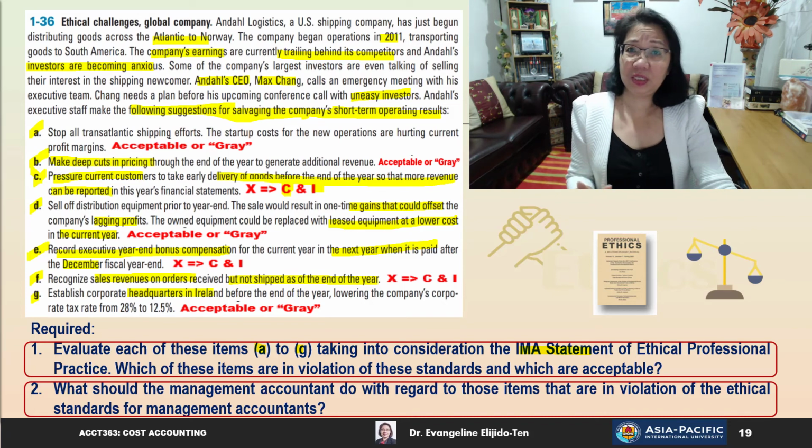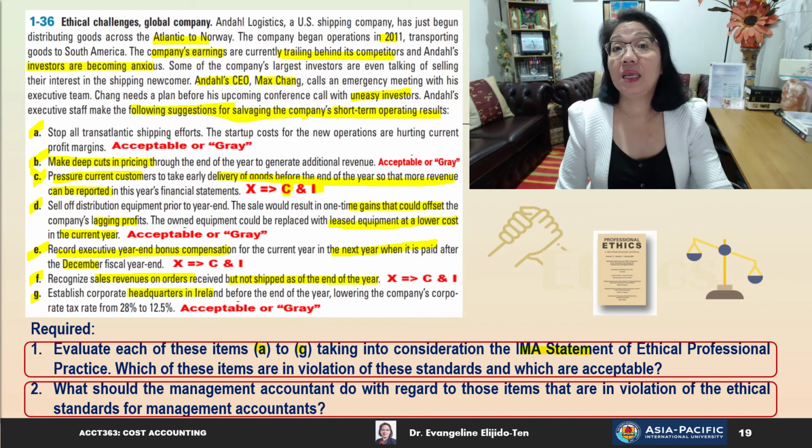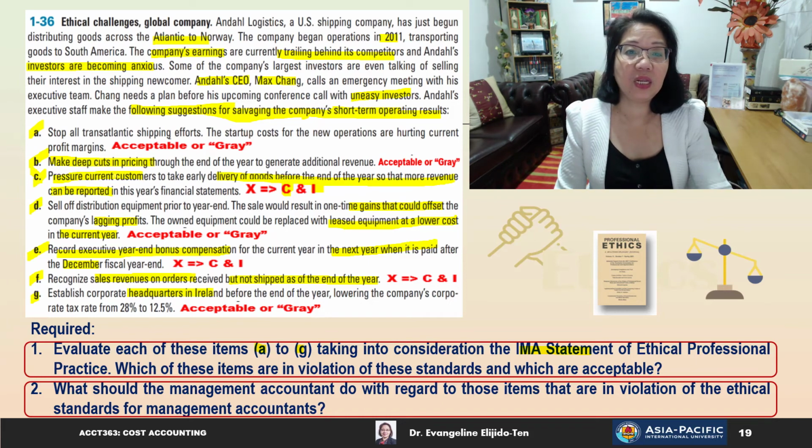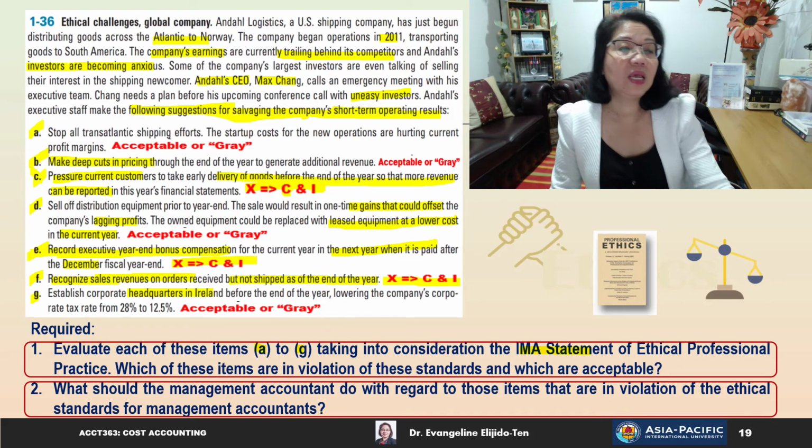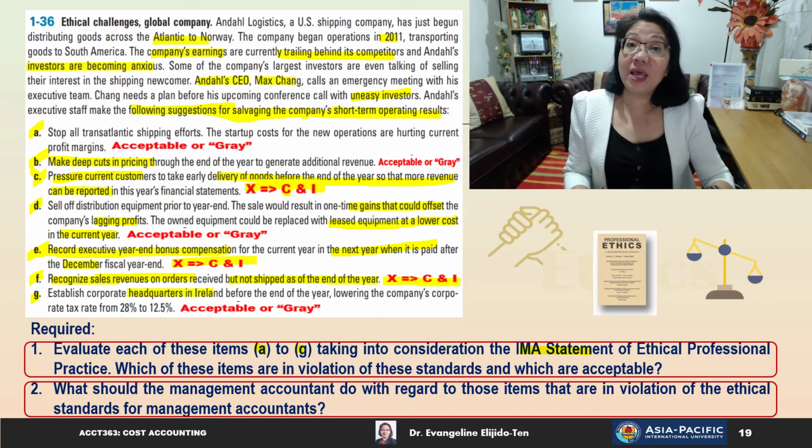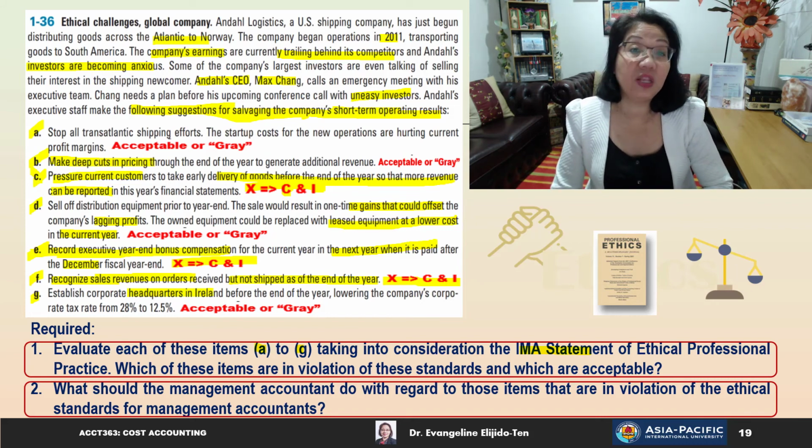Those decisions that clearly violate the IMA Code of Ethical Standards. In particular, we've shown that to be letter C, letter E, and letter F. All right. So all these recommendations, C, E, and F, would not be in the best interest of the investors.